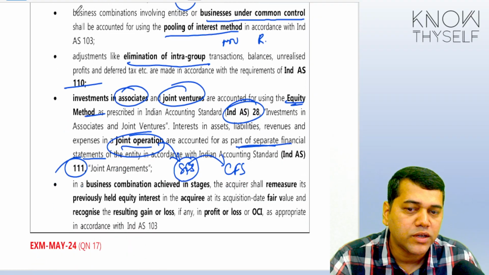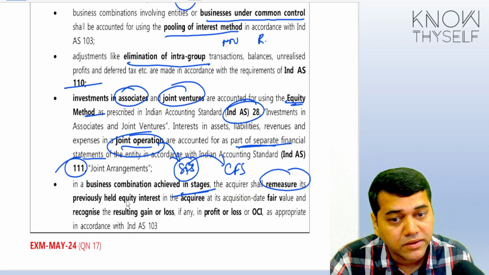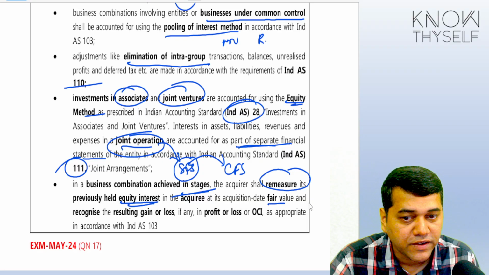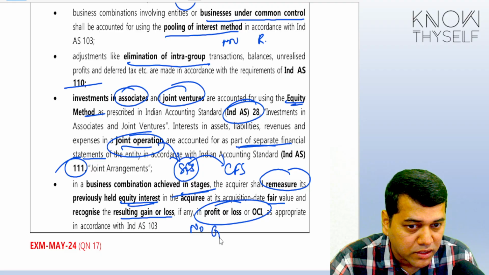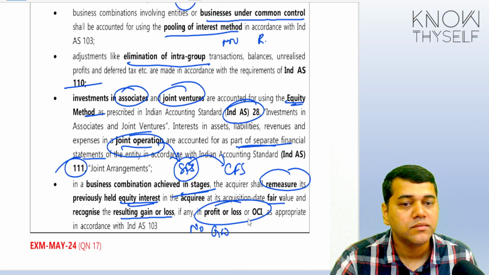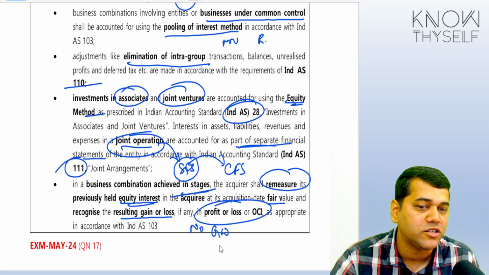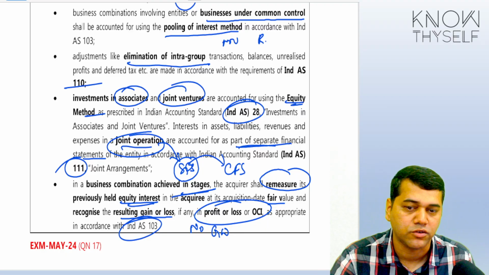And what if you have done a business combination in stages? Yes, you may have to remeasure the previously held equity in the acquiree at its acquisition date fair value and recognize the resulting gain or loss in the P&L. No goodwill. Goodwill comes only once, when you acquire in the initial stage. If you acquired in stages, you may have to just remeasure your previous values, as appropriate per Ind AS 103.